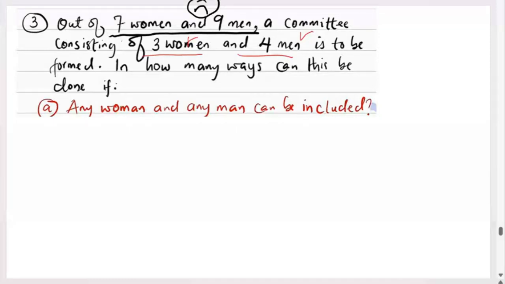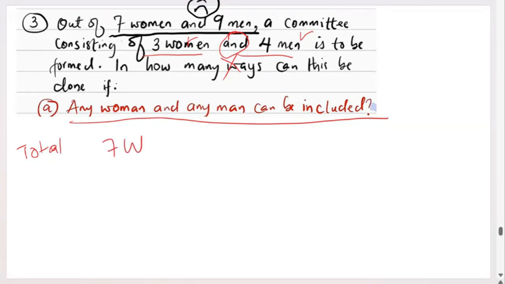You've got 2 variables here, women and men. However, you are told any women and any men can be included. You are using combination, and then you're multiplying. So what is the total? We've got a total of 7 women and 9 men, so this is just your N. What is it that you want to select from this? You want to select 3 women and 4 men, so this is just your R. So you've got 2 things, and this is a combination.